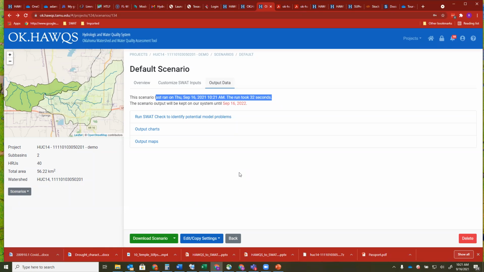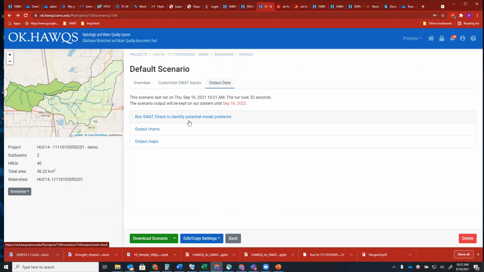To run your SWAT editor offline and things like that, this is the raw files. Okay. When I click on, oh, by the way, those who are familiar with SWAT, in OK-HAWQS and QSWAT and SWAT Editor, you can also run what we call SWAT Check.